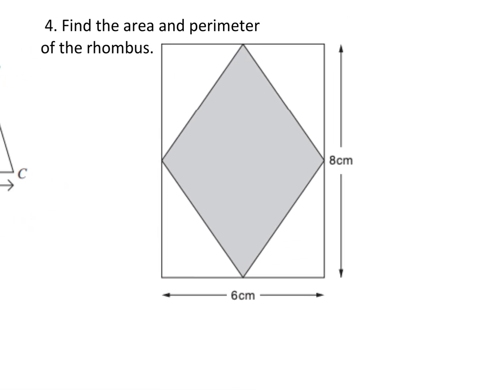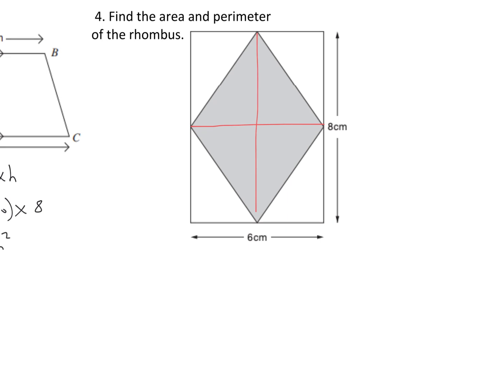Question 4, find the area and perimeter of the rhombus. So the rhombus is inside a rectangle, and if we split it up into 4 bits, you should see that the rhombus takes up half of this rectangle, half of this rectangle, half of this one, and half of this one. So it basically covers half of the rectangle altogether. So the area of the rhombus is going to be the area of the rectangle, 8 times 6, but then half of that because it only takes up half of the rectangle. 8 sixes are 48, and half of that will be 24.